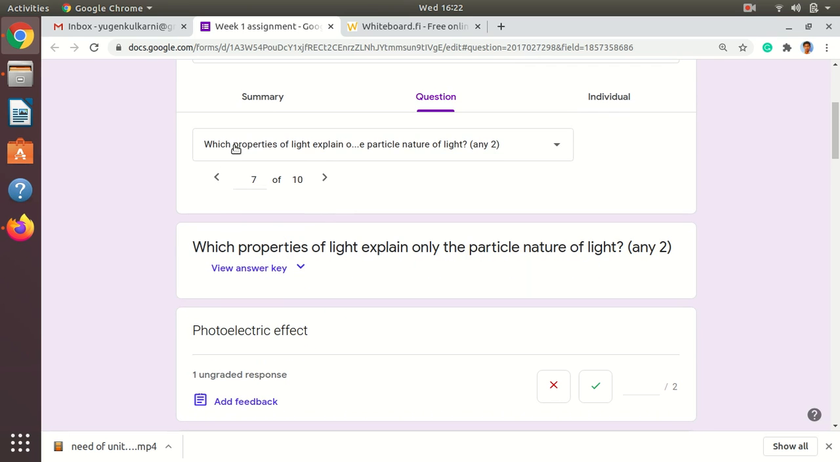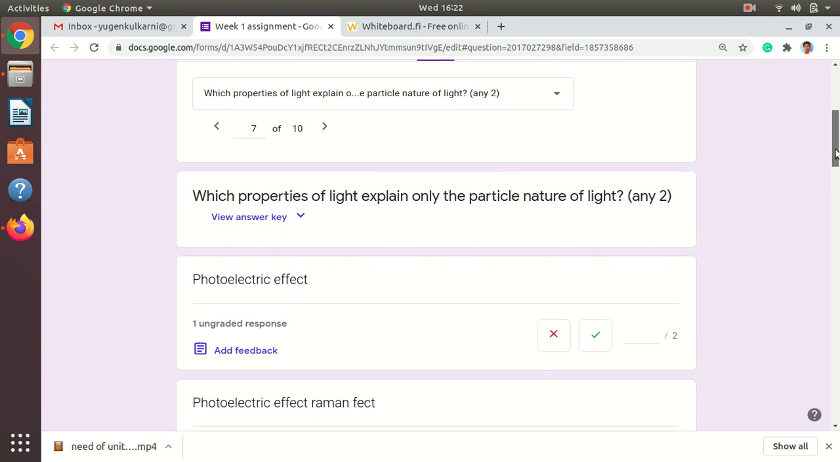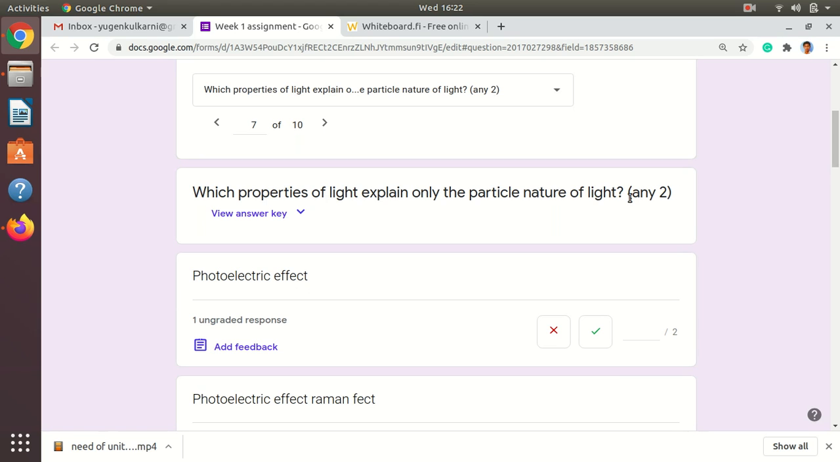Then the next question was, which properties of light only explain the particle nature of light? Or we can say, which properties of light can be explained using the particle nature of light. That was basically the question. Almost all of you answered this question correctly. Photoelectric effect, as we discussed earlier. You have to write any two. So this student will not get full marks, will get 1 mark, because they have written just one answer.